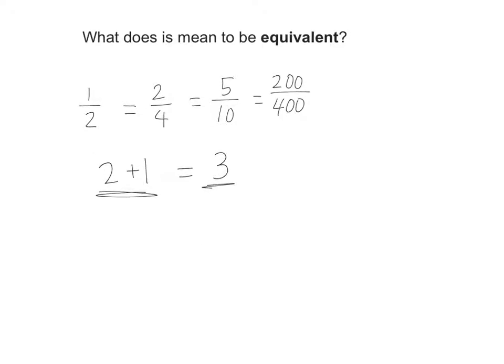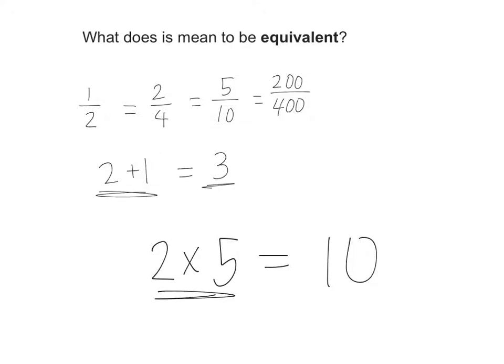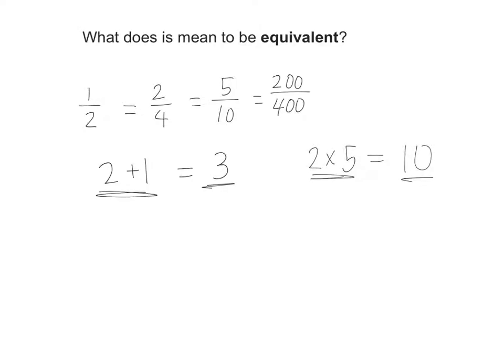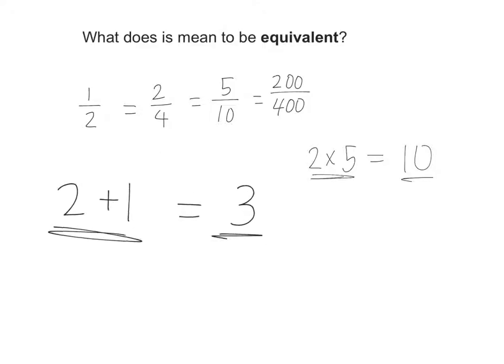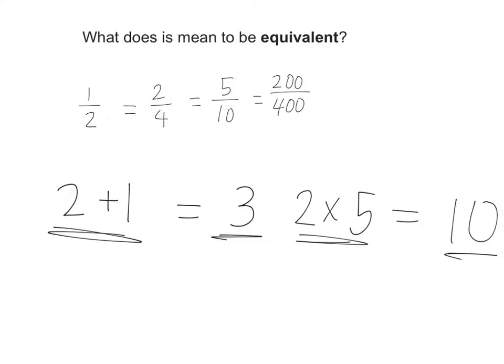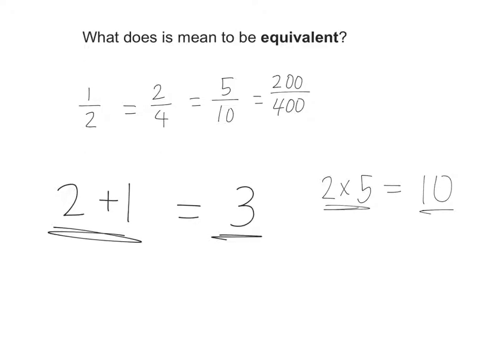Could we also make things equivalent by multiplying? Like 2 times 5, is that equivalent to 12? No. But is it equivalent to 10? Yes. Okay, so we can multiply to make things equivalent as well. Could we also subtract and divide to make things equivalent? Equivalent just means equal or the same value, okay? So today we're going to focus on how we can add or multiply things to make them equivalent, okay?